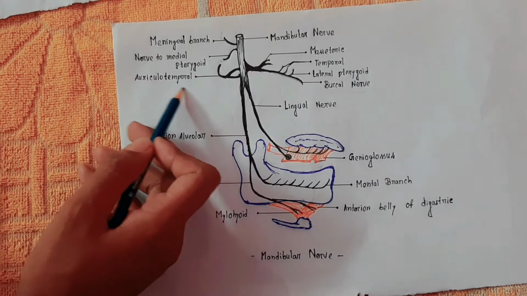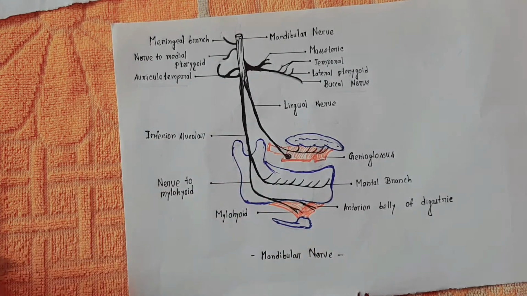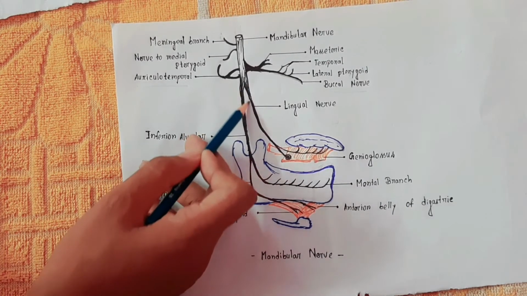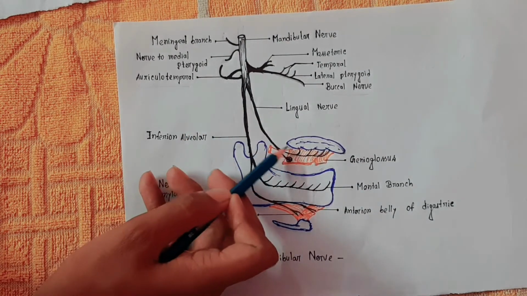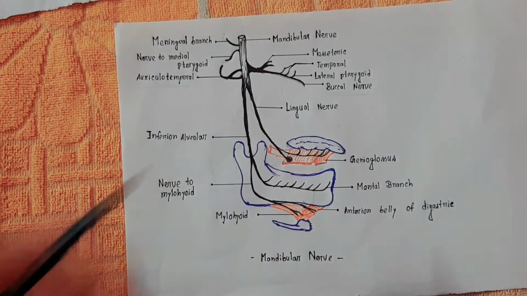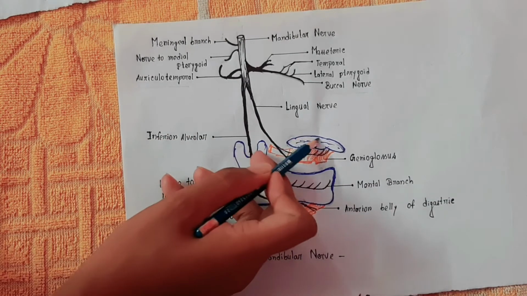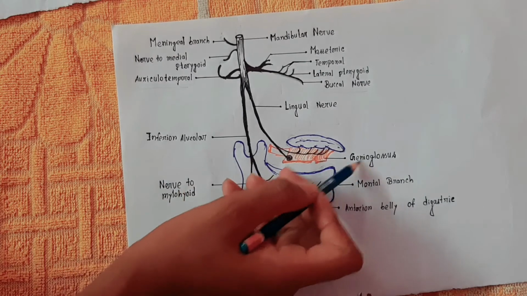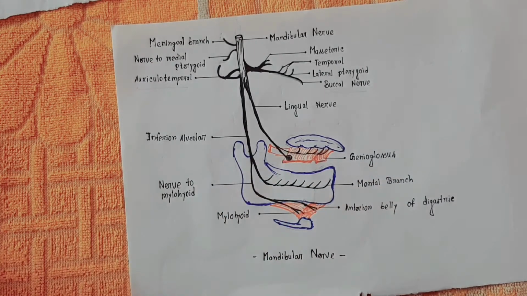So here you can see inferior alveolar, auriculotemporal, and the last is lingual. This is the lingual supply. Here you can see the lingual nerve is coming mainly to the inferior side of the tongue. This is the tongue. Here it supplies the muscles genioglossus, hyoglossus and palatoglossus.